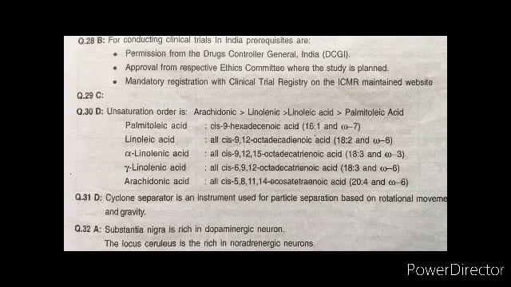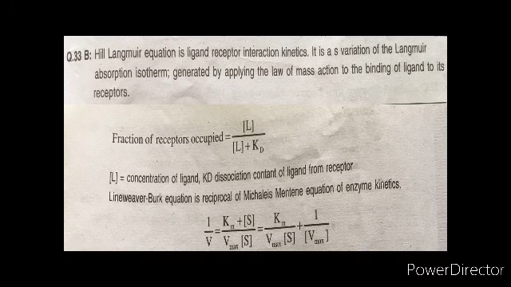Now question number 32 is, in Parkinson's disease there is a predominant loss of dopaminergic neurons in, the options are substantia nigra, cerebellar cortex, cerebral cortex, or locus ceruleus. Now here we know that substantia nigra is rich in the dopaminergic neurons, while the other one, locus ceruleus, is rich in noradrenergic neurons.